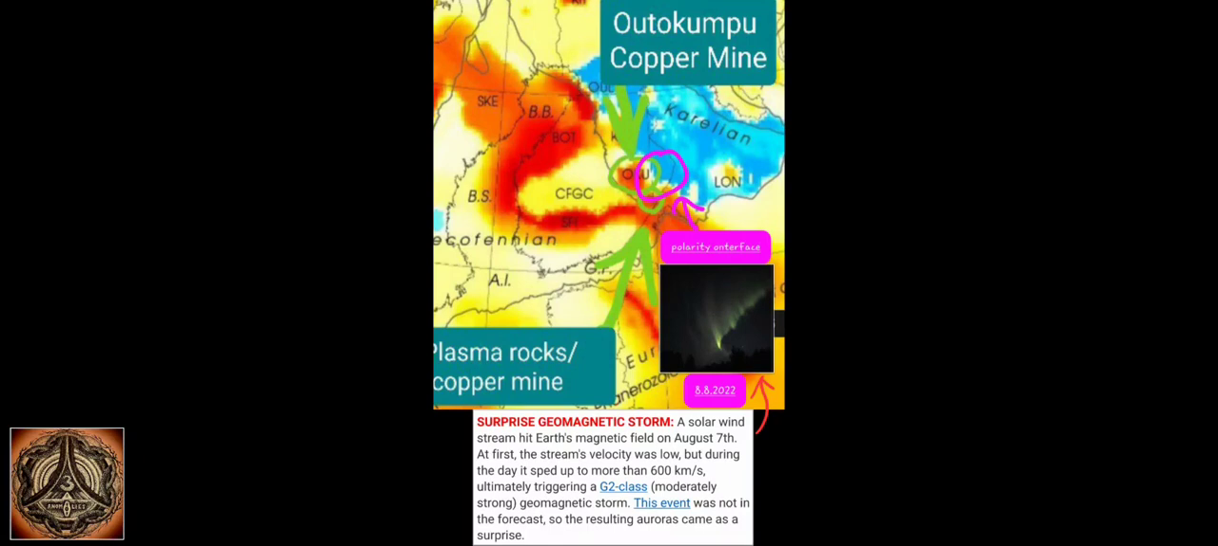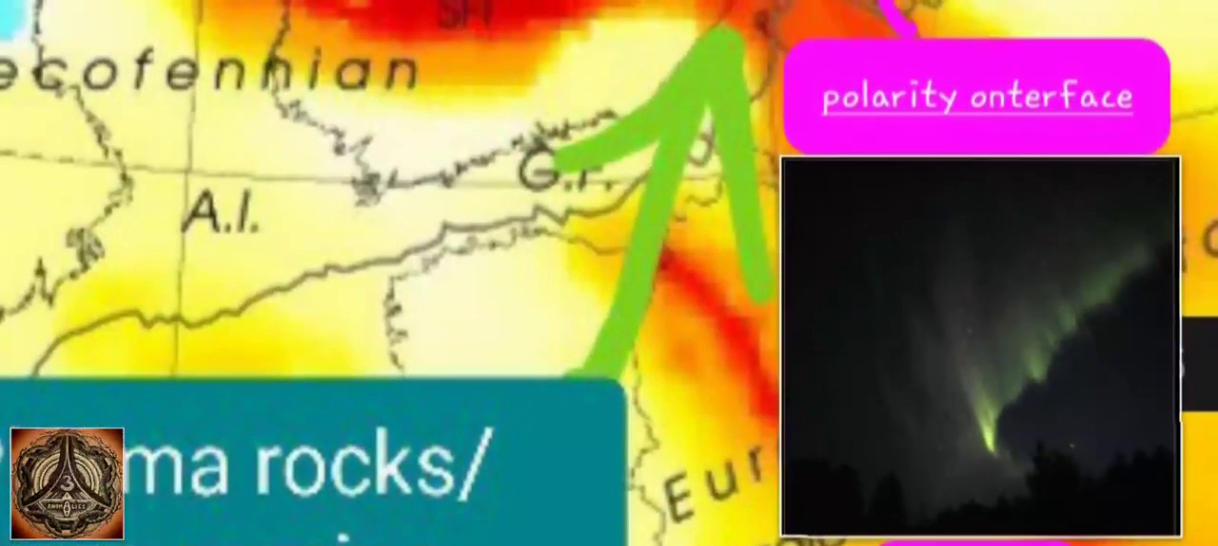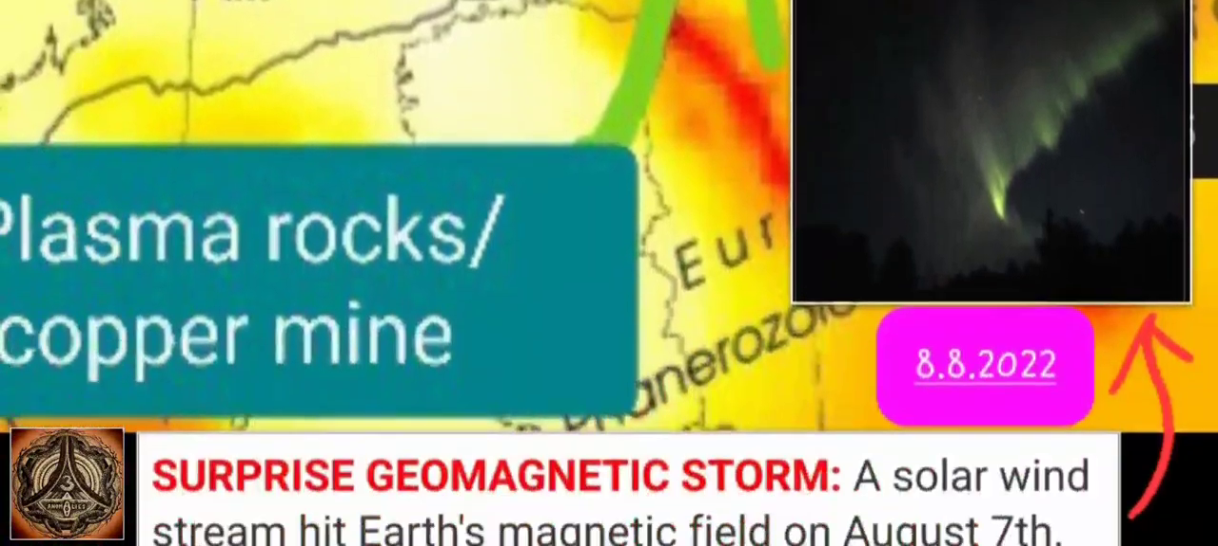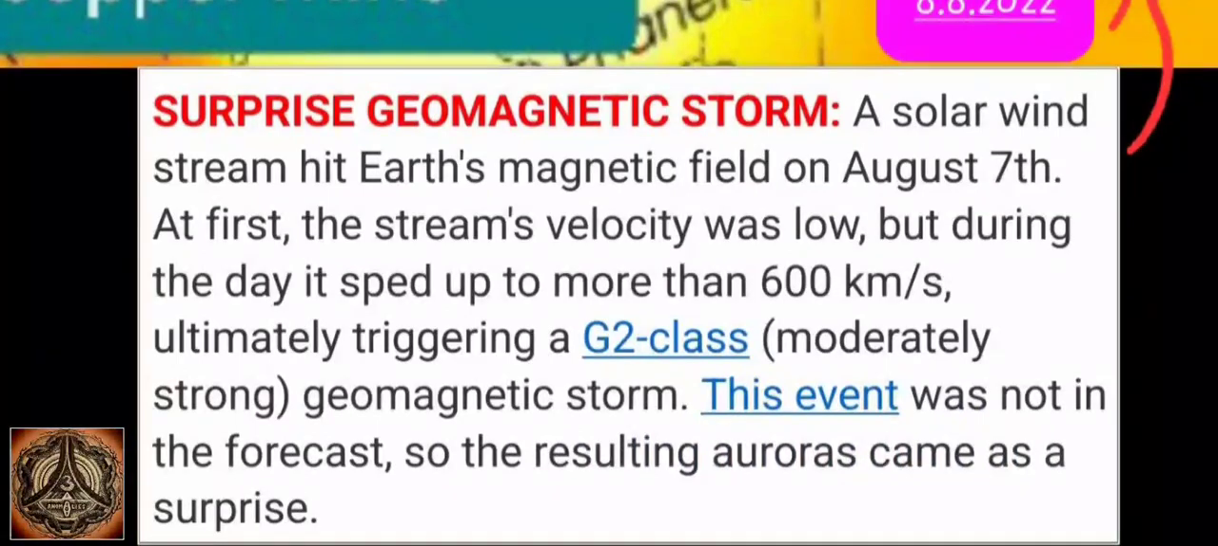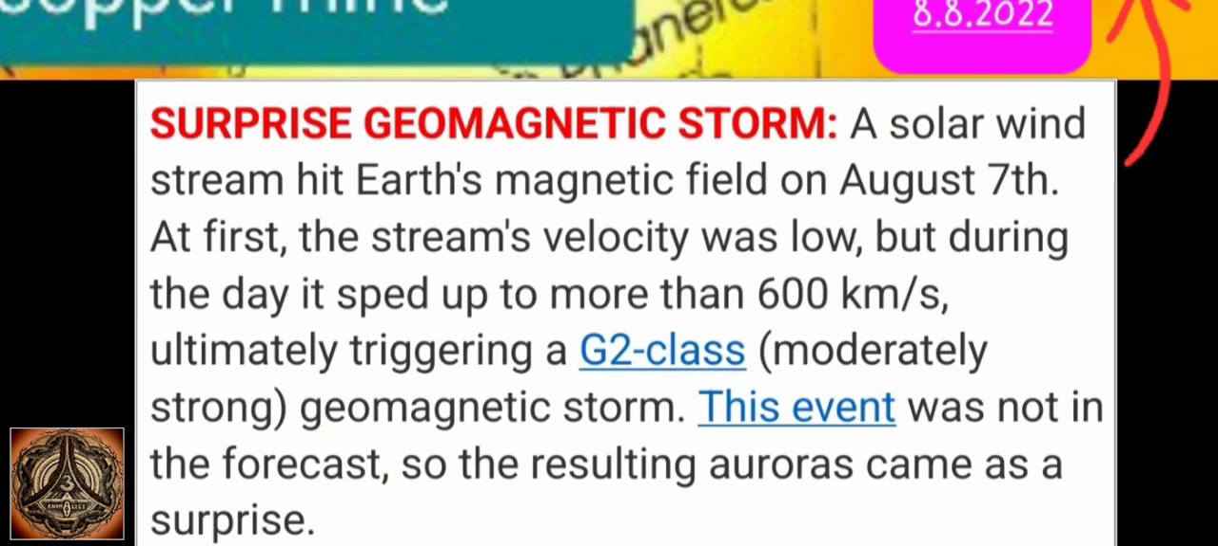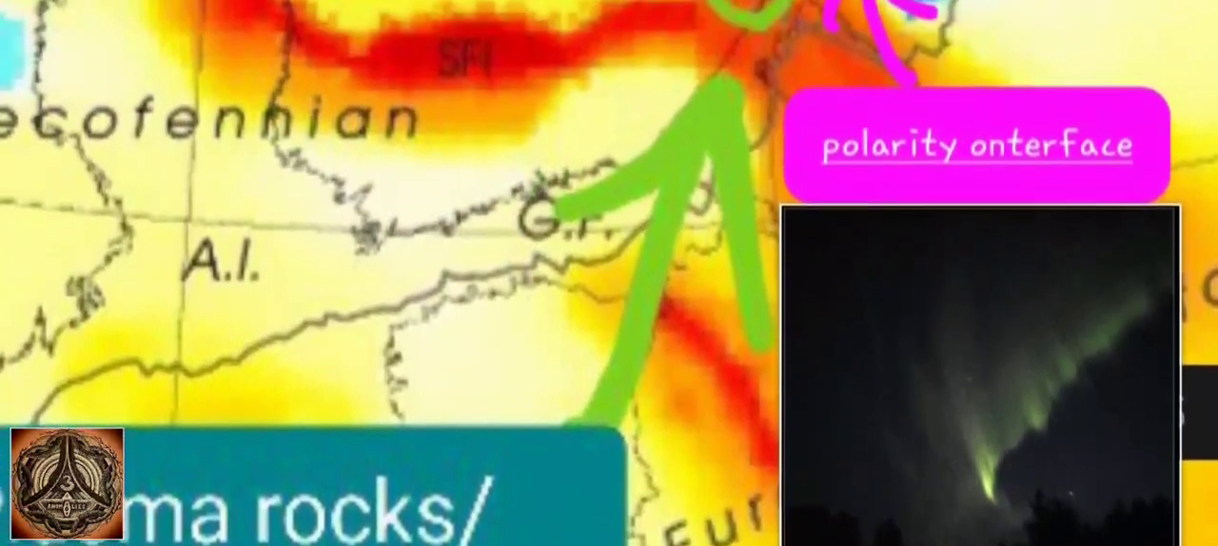And as I recently showed, we had this aurora in August, which I was really surprised about, because it turned out the next day that it was a surprise geomagnetic storm. This event was not in the forecast, so the resulting auroras came as a surprise. That's from the same page we watched earlier. And these pictures are taken here.